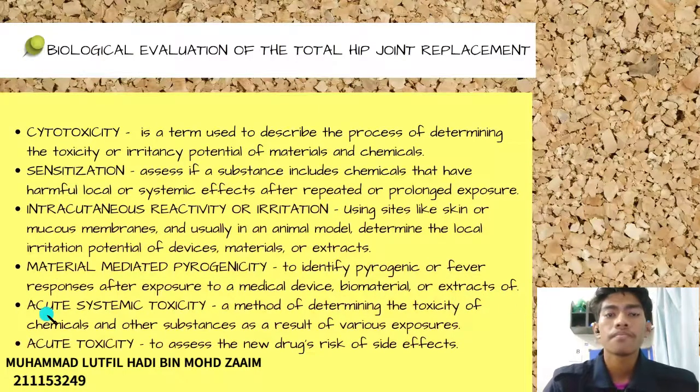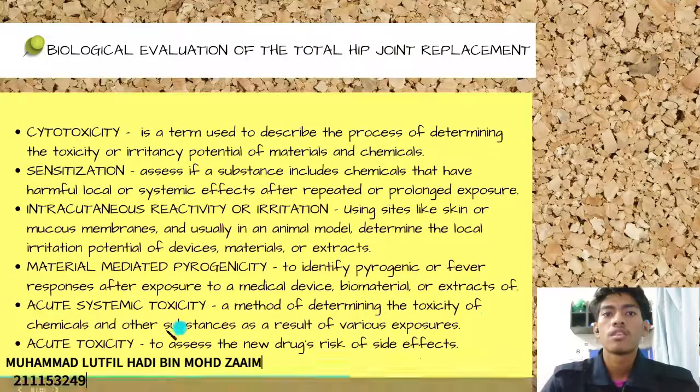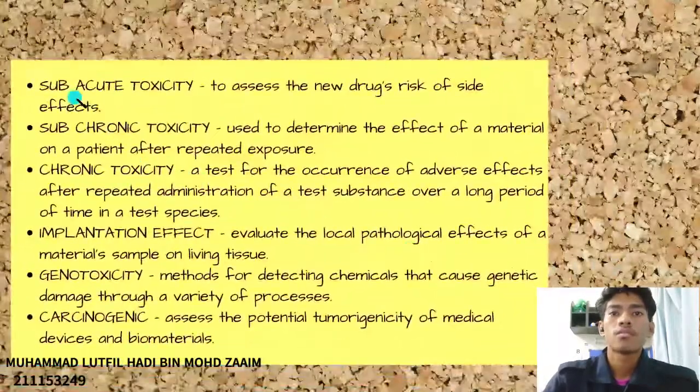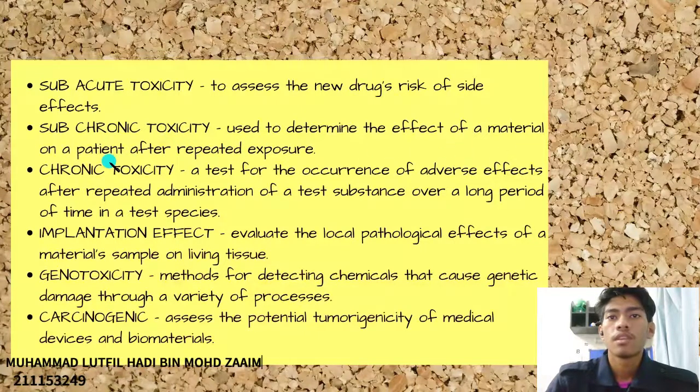Fifth, acute systemic toxicity, a method of determining the toxicity of chemicals and other substances as a result of various exposures. Sixth, acute toxicity, to assess a new drug's risk of side effects. Next, subacute toxicity, to assess a new drug's risk of side effects. Subchronic toxicity is used to determine the effect of a material on a patient after repeated exposure. Eighth, chronic toxicity, a test for the occurrence of adverse effects after repeated administration of a test substance over a long period of time in a test species.